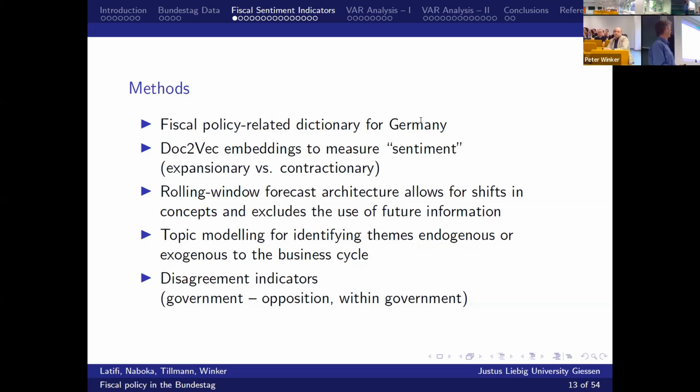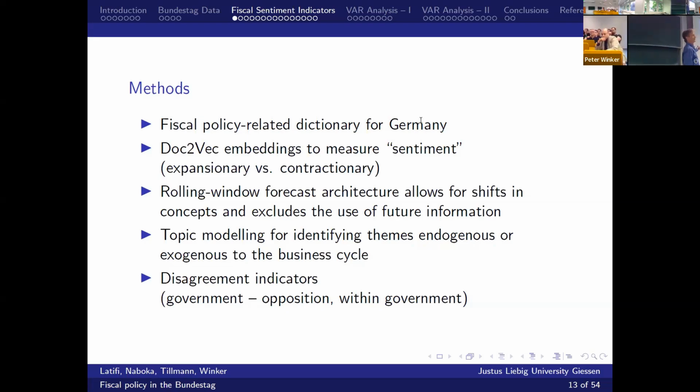Then everything is embedded in a rolling window way, similar to what Jonas is doing, not exactly the same, but in a rolling window version. Then we search in the embeddings for the vectors corresponding to our dictionary elements, and everything close to that is then expansionary or contractionary. So we have two dictionaries for both components. That's one; we have a little bit more detail on that in a minute.